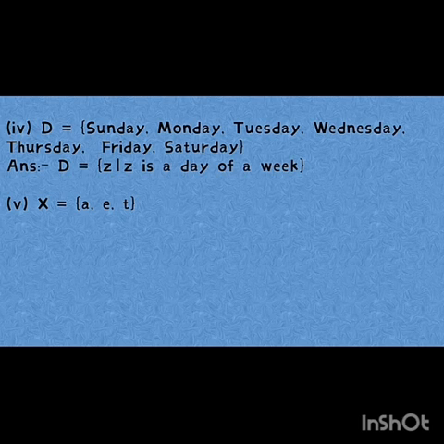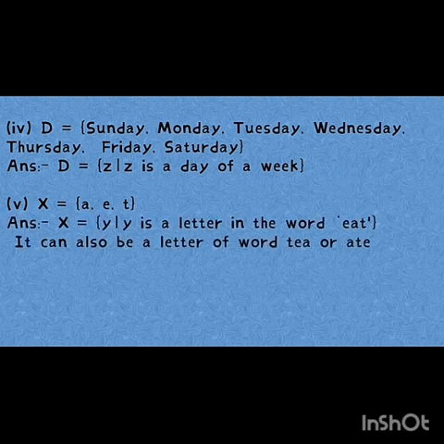Now question number 5 is X is equal to, in curly bracket, A, E, T, curly bracket completed. So answer will be X is a set of all y such that y is a letter in the word eat. It can also be written as letter of the word tea or ate. Like this we will write.